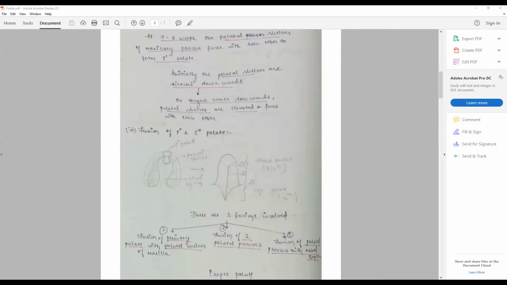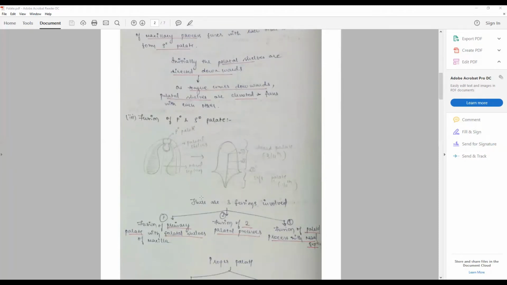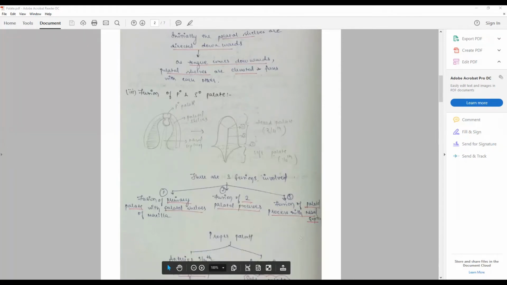Draw this diagram at this point of time where you mention the hard palate, soft palate. And in this process, there are 3 fusions involved: fusion of the primary palate with the palatal shelves to form the maxilla, fusion of the 2 palatal processes, and fusion of the palatal process with the nasal septum.